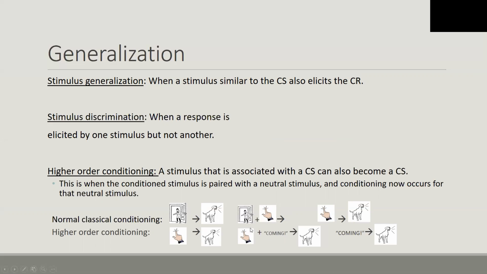So as an acquisition phase occurs here, then you have some higher order conditioning to the word "coming." So if you were to say "coming" in a sentence or some other type of situation, the dog might just bark to that word on its own. And so again, essentially it is taking a response that you conditioned and then using it to condition another stimulus.